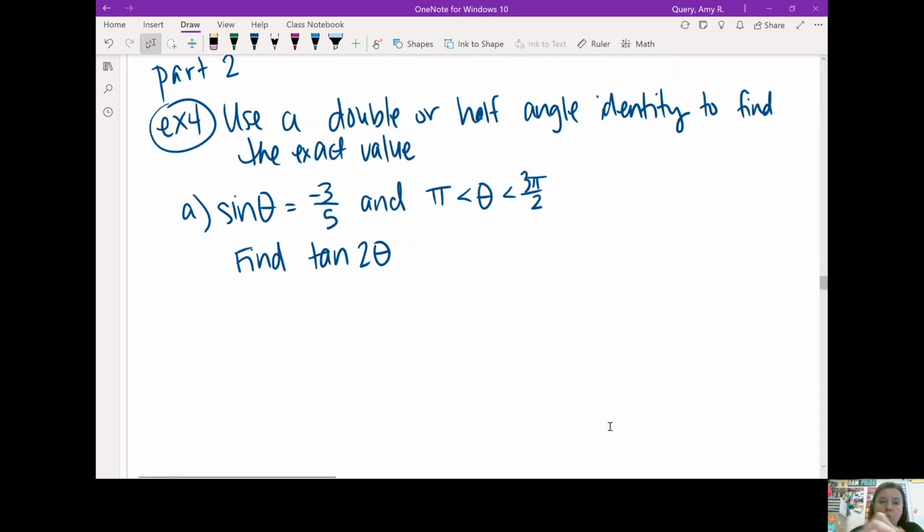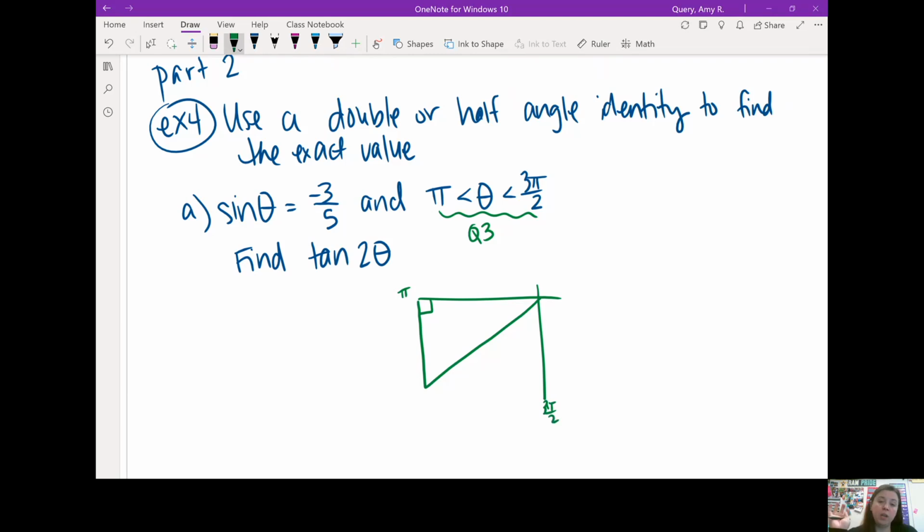Okay, so let's break down what we were given. This part right here tells us that we are talking about quadrant 3, because here's pi and here's 3 pi over 2. So we have a triangle in quadrant 3. And then the sine fraction tells us the opposite and also the hypotenuse. So the opposite here is -3 and the hypotenuse is 5. Right, the opposite's going to get the negative because negative legs. The hypotenuse is always positive.